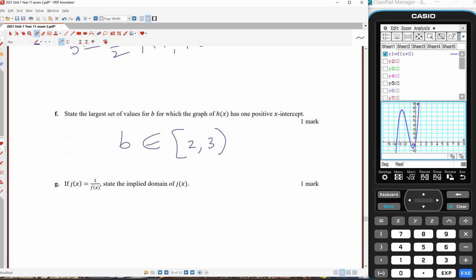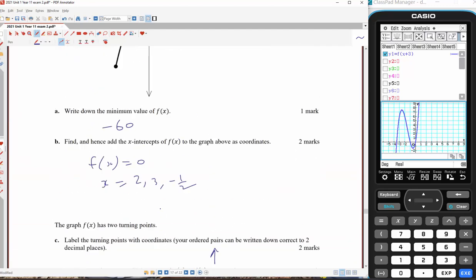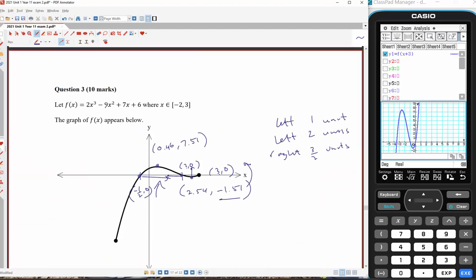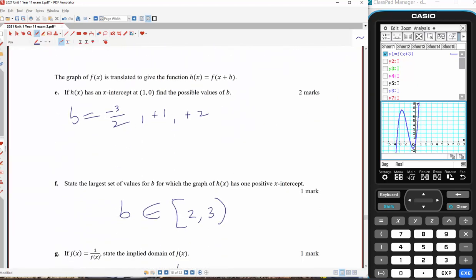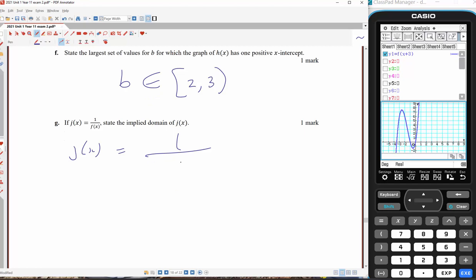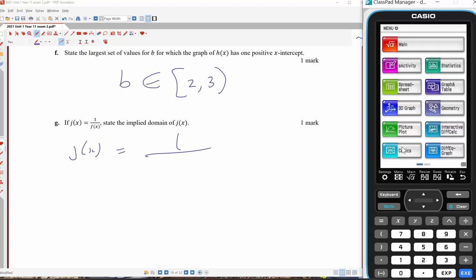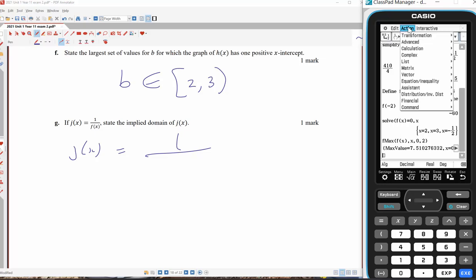Okay, j of x is equal to 1 over f of x. State the implied domain. Ooh, okay, so j of x equals 1 over, now what was f of x again? So f of x was this, which in factorized form will have intercepts there. So here's what I'm going to do to get this one. What I'm going to do is factorize f of x. I'm going to go menu, action, transform factor, f of x.